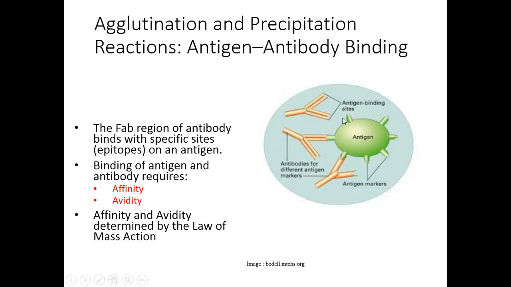And that binding characteristic requires a couple of characteristics of the antibody that we're going to look at in great detail today. These features of the antigen binding reaction are called avidity and affinity. Affinity and avidity, I should say. And we're going to remember, because we're going to talk about it in just a few minutes, that affinity and avidity are governed by what's called the law of mass action.